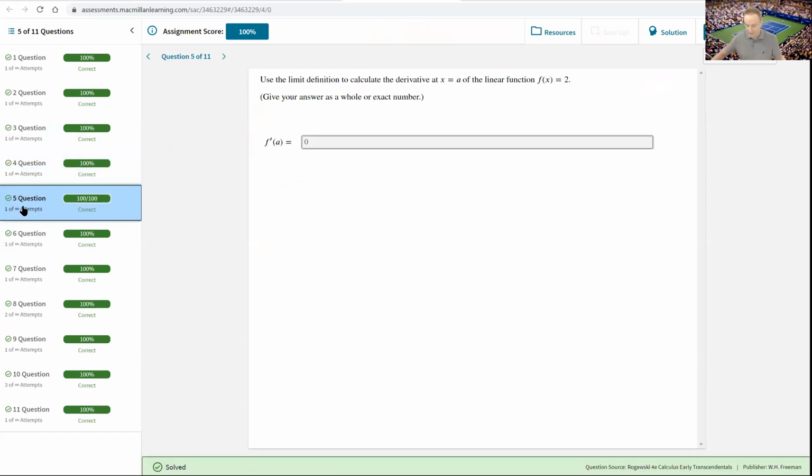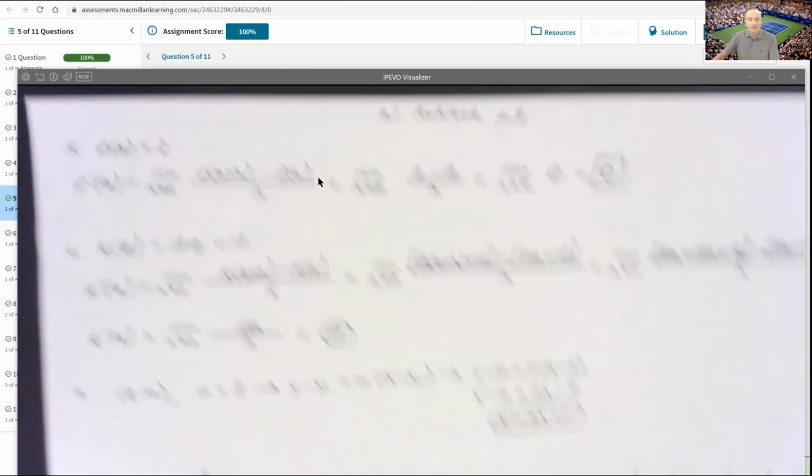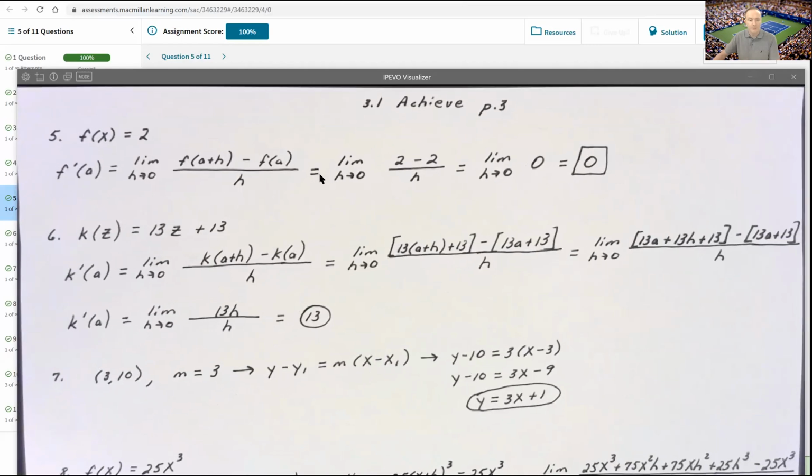When I look at number 5 here, I'm supposed to use the limit definition to calculate the derivative at x equals a of the linear function f of x is equal to 2. This one's kind of insultingly easy because, whoops, let me make sure I don't mess up my screen here. There we go. I was trying to drag and drop the wrong picture.